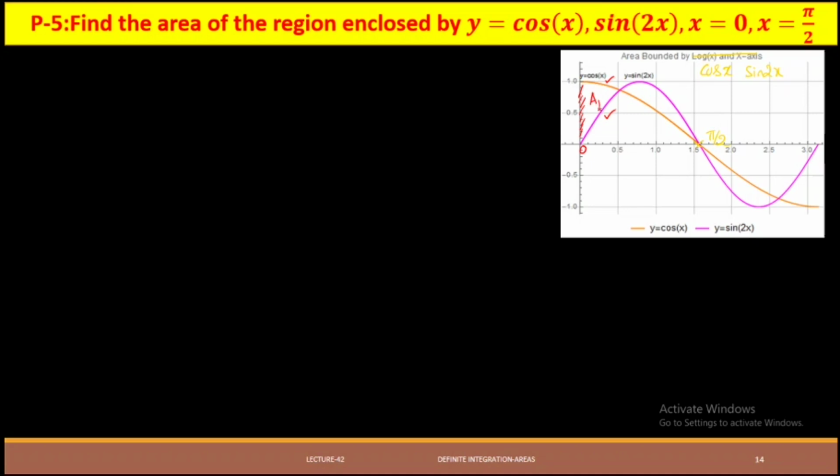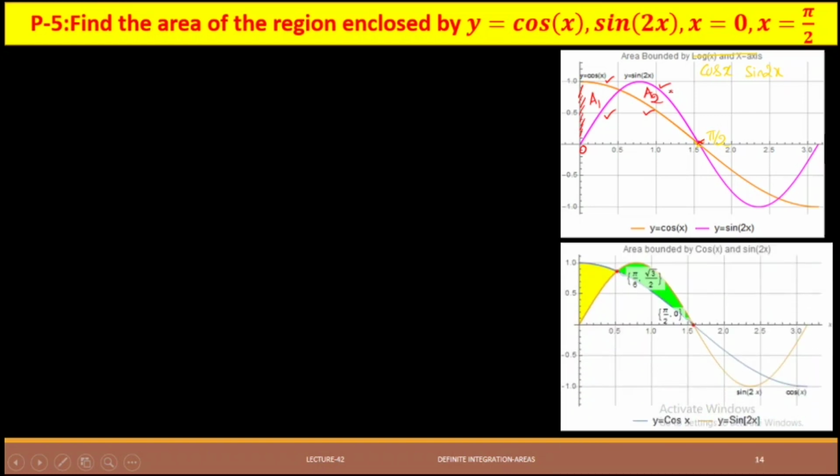So this is area A1, and in this region, enclosed by the sin 2x curve and the cos x curve, and x equal to pi by 2, this is the required region A2. Let me show you the shaded region. The yellow region and the green region are the required area that we need to find. Anyway, it is a problem based on result 5.